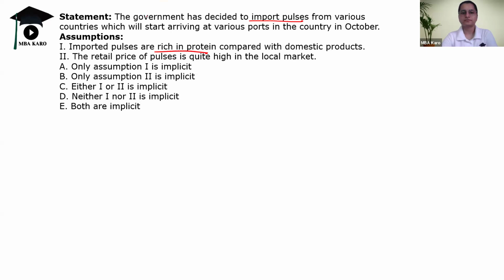What is happening here? Government has to import pulses. Okay. The first assumption is talking about protein content and all. So this is very vague. Okay. Second, the second says retail price of pulses is quite high in the local market. Now, this assumption has a very high probability, right? See, if the retail price of the pulses was not high in the local market, government would not need to import it, right? So this one assumption is implicit, that in the local market, prices are high.